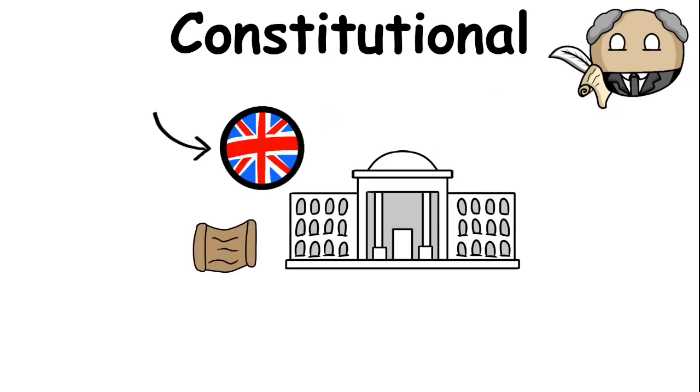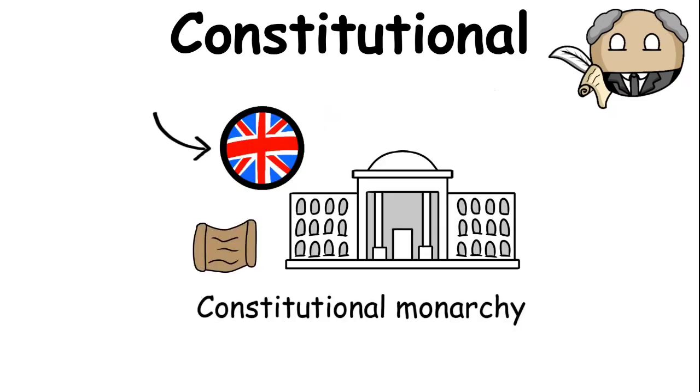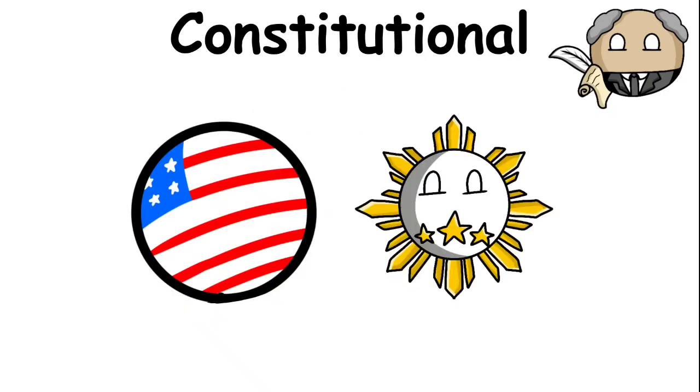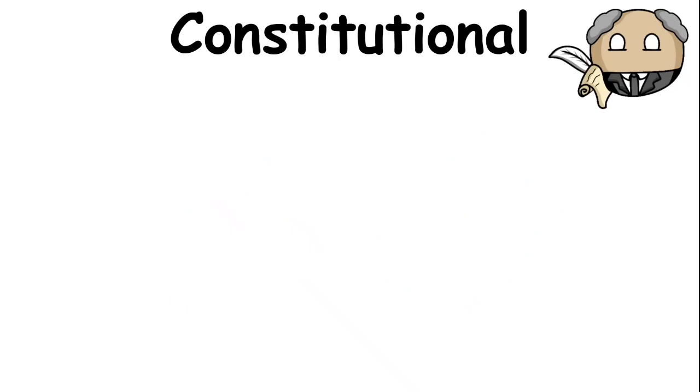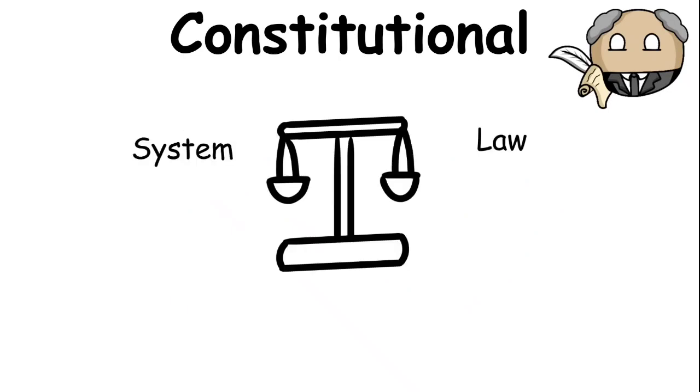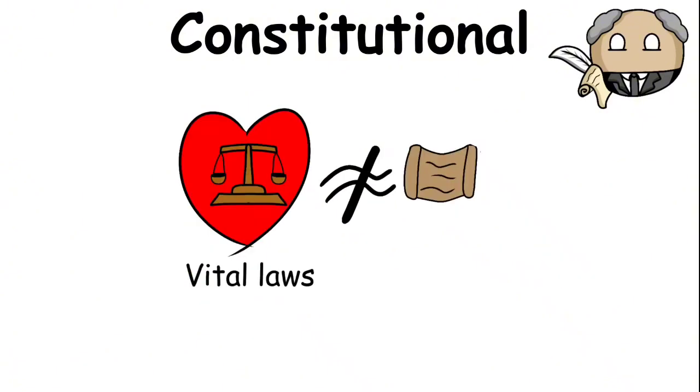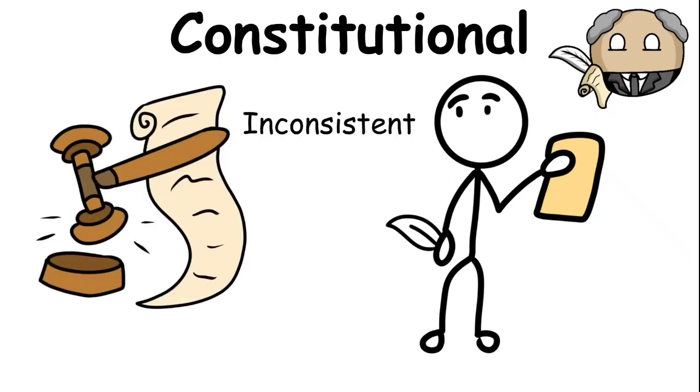For example, the United Kingdom is a constitutional monarchy that defines the limits of the monarch's powers. The United States is also a constitutional government, but is a presidential form of constitutional democracy. However, the major weakness of a constitutional form of government is that every system or law in place has to be consistent with the Constitution. The Constitution has to be amended if vital laws need to be passed but are inconsistent with the Constitution.